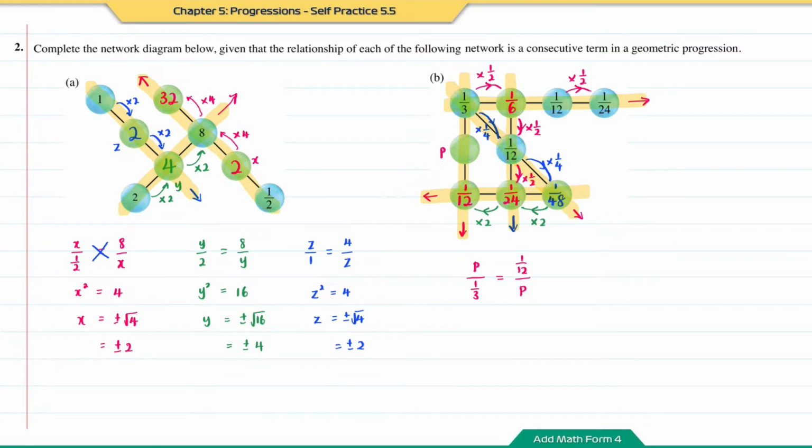So here we're going to do the cross multiplications. So P times P, you get P squared equal to 1 over 3 times 1 over 12. The answer will be 1 over 36. So P will equal plus minus square root of 1 over 36. So the answer will be plus minus 1 over 6. So the answer can be a positive 1 over 6 or a negative 1 over 6. So in this case, I'm just going to choose the positive one. So I'm going to put 1 over 6 in these missing terms here.